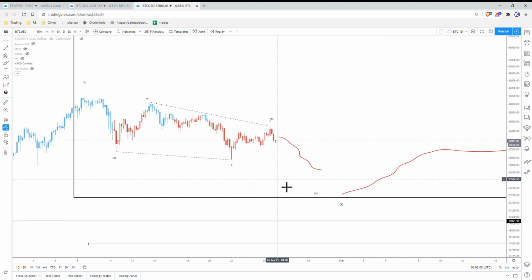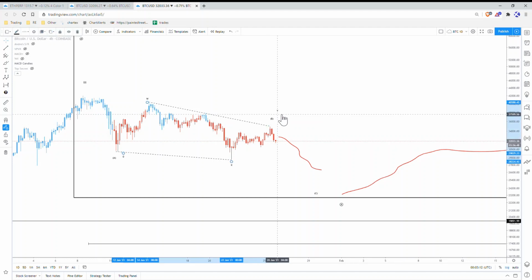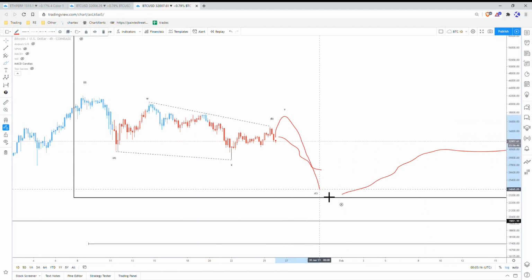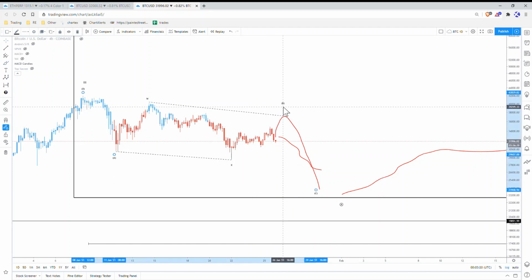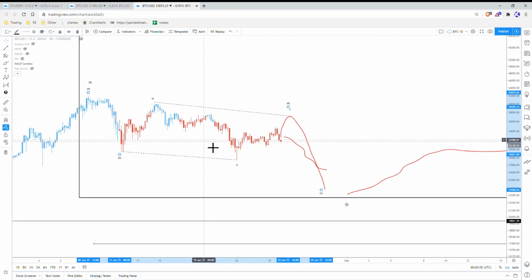4-hour turning positive could technically still be part of a WXY. So we could still do this and have the same structure here, with the 4-hour giving us a positive flip that we would have liked to see in the first place. But it's not required. We don't have to do that. But I also can't invalidate the idea just because the 4-hour chart turns positive.